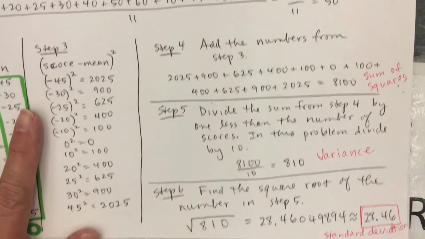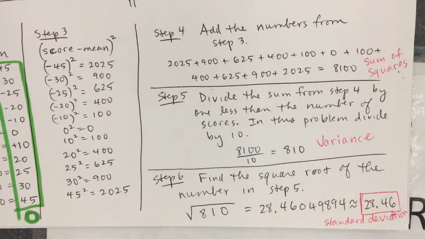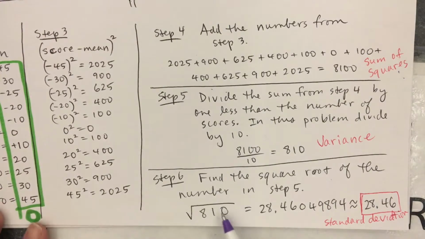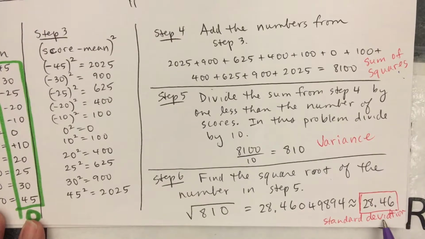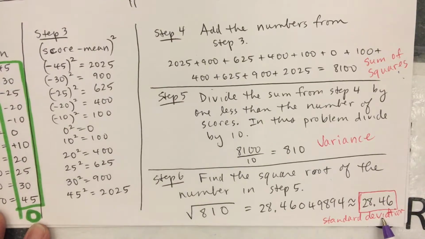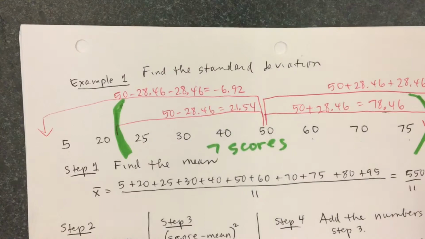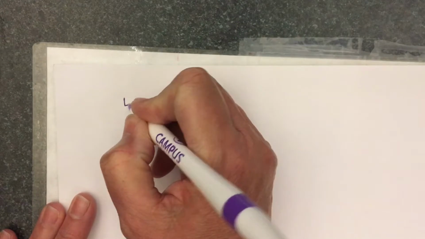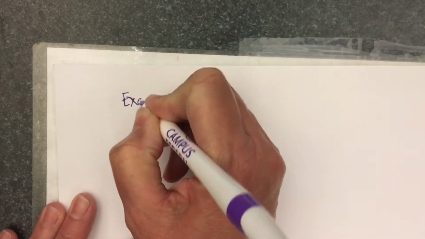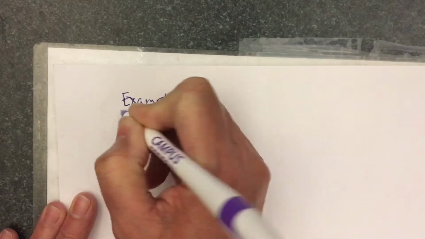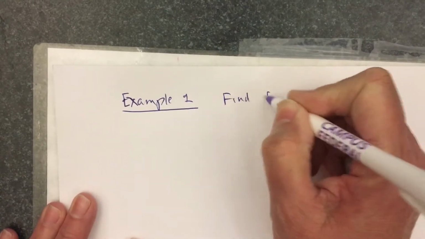And then step number 6 is that I take the square root of the number that I got in step 5. The number I got in step 5, in a statistics class, they will call it the variance. And again, step 6 is to do the square root. That number is the standard deviation. I'm going to work this exact problem for you, and I'm going to write it all out. I will call this example number 1. Find the standard deviation.